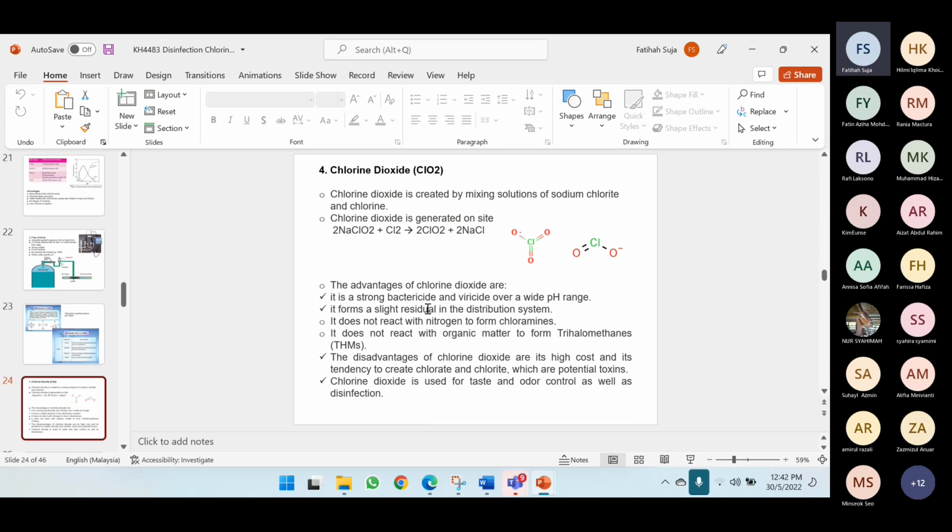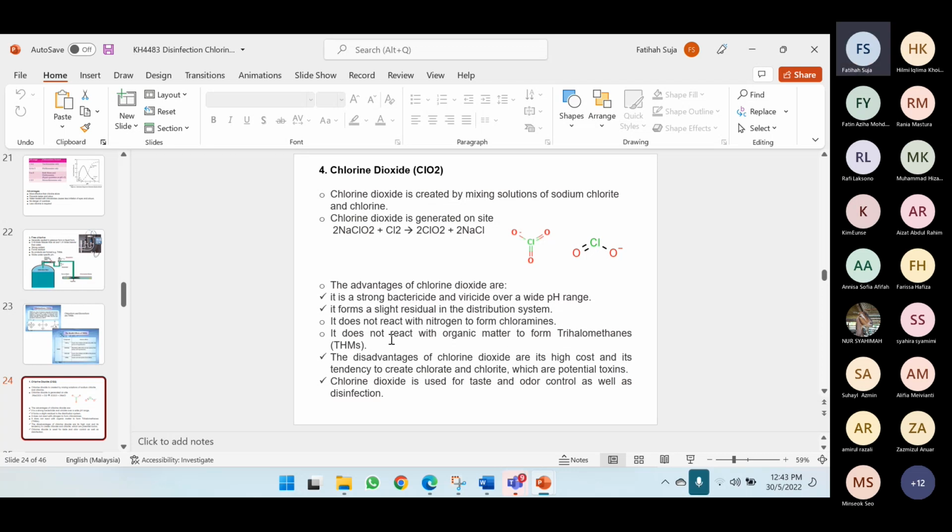So the advantages of chlorine dioxide are that it is a strong bactericide and virucide over a wide pH range, meaning that you can remove bacteria and viruses over a wide range using chlorine dioxide. It forms a slight residual in the distribution system. This is what we want, because we want to have a slight residual. It does not react with nitrogen to form chloramines. It does not react with organic matter to form trihalomethanes.